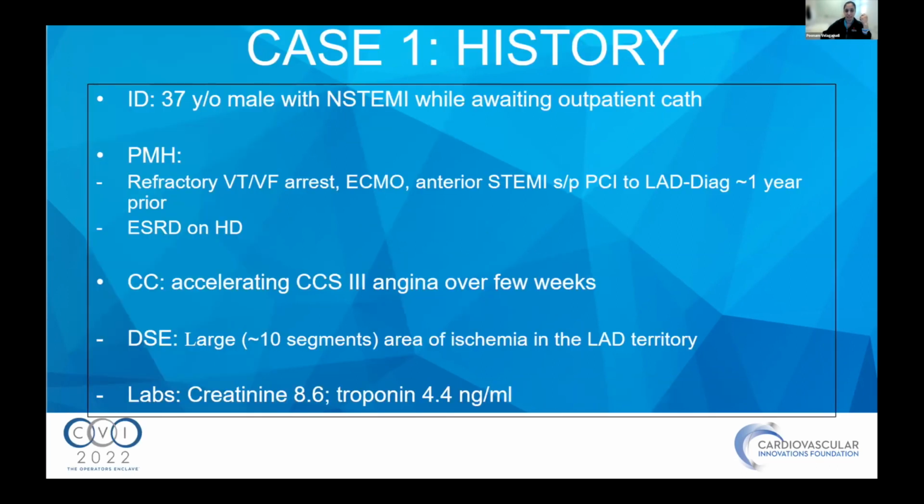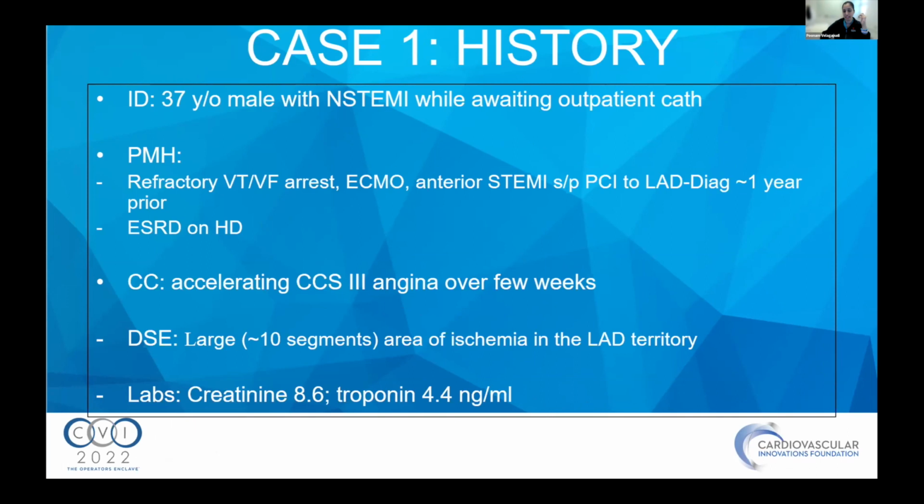This is a 37-year-old young patient who presented with NSTEMI while he was waiting for an outpatient cath. His history is very significant for a VT-VF arrest less than a year ago, had ECMO, 99% LAD and diag disease, and he had stents placed in an acute shocky situation. He's also end-stage renal disease on dialysis.